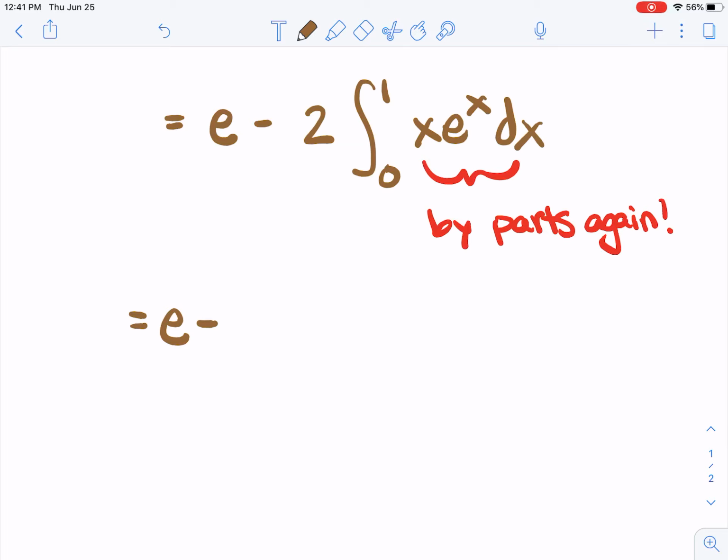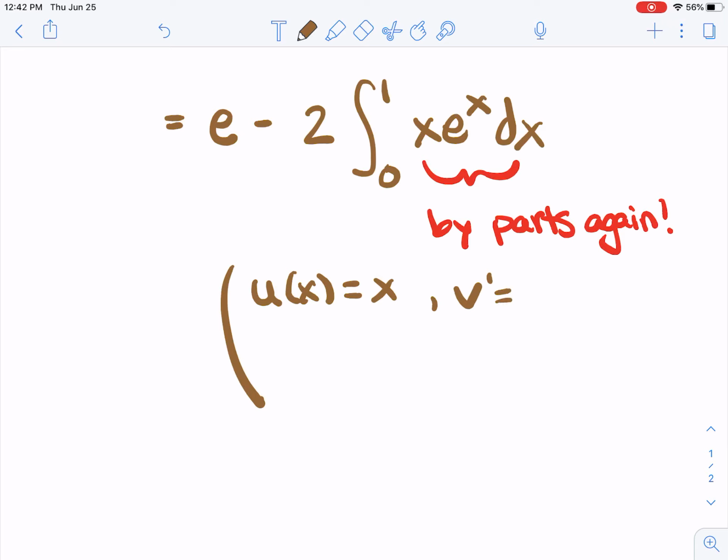e minus 2. Now, well, getting ahead of myself again. Let's go ahead and think about what that part is going to look like this time. We're going to have a u of x. I'm going to pick it to be x. That leaves v prime as e to the x. U prime then is 1, and v is e to the x.